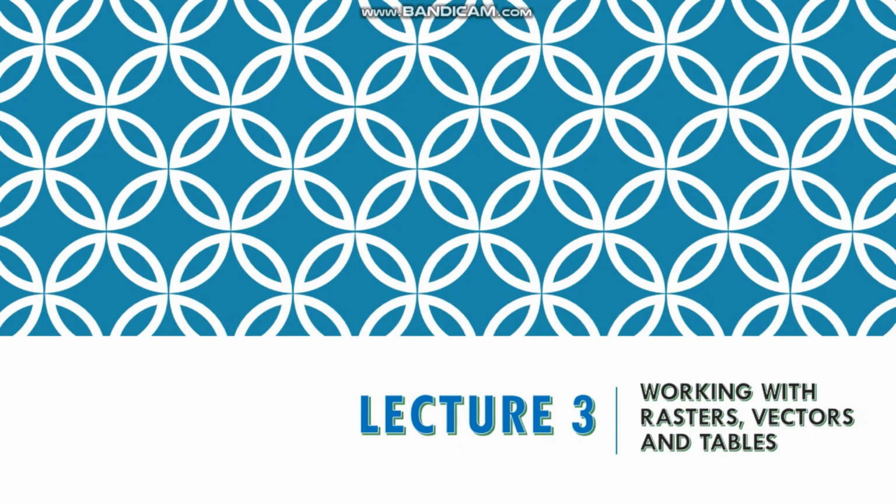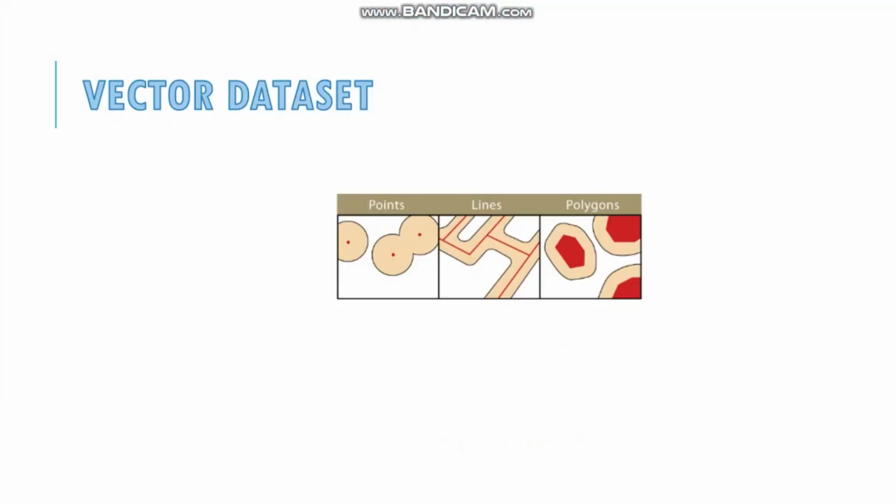And the third lecture. So working with rasters, vectors, and tables. So let's go. So vector dataset. As you remember, our vector dataset can be either points, lines, or polygons.